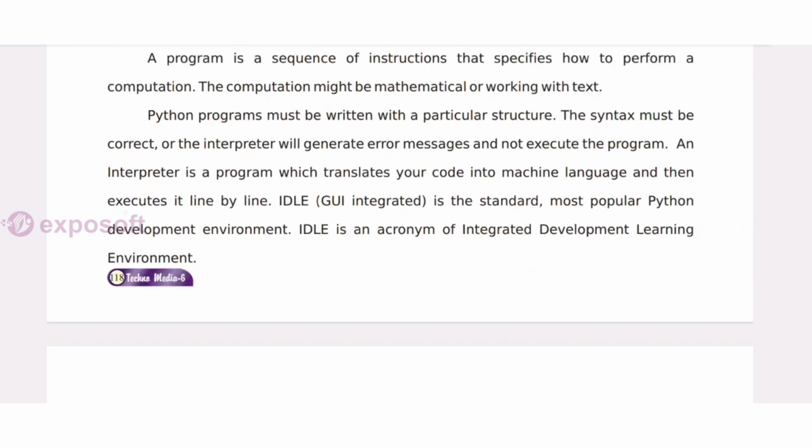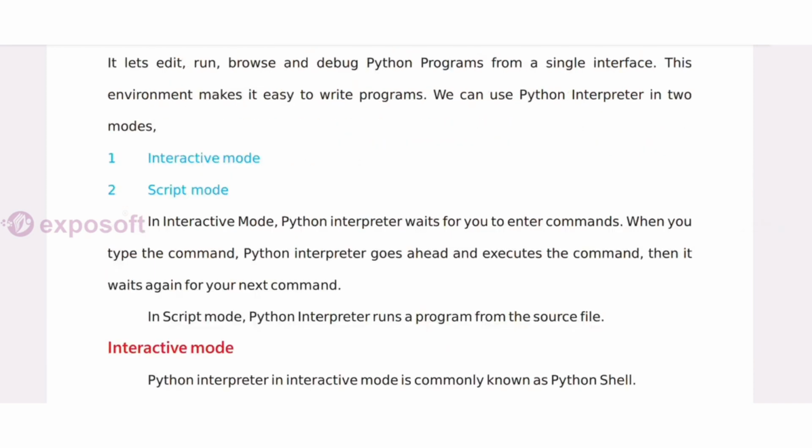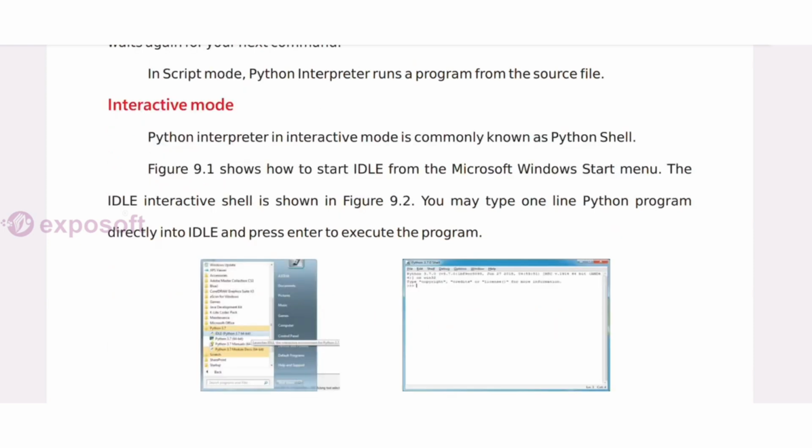A program is a sequence of instructions that specifies how to perform a computation. We can use Python interpreter in two modes, interactive mode and script mode. In interactive mode, Python interpreter waits for you to enter commands. In script mode, Python interpreter runs a program from the source file. Interactive mode. Python interpreter in interactive mode is commonly known as Python shell.